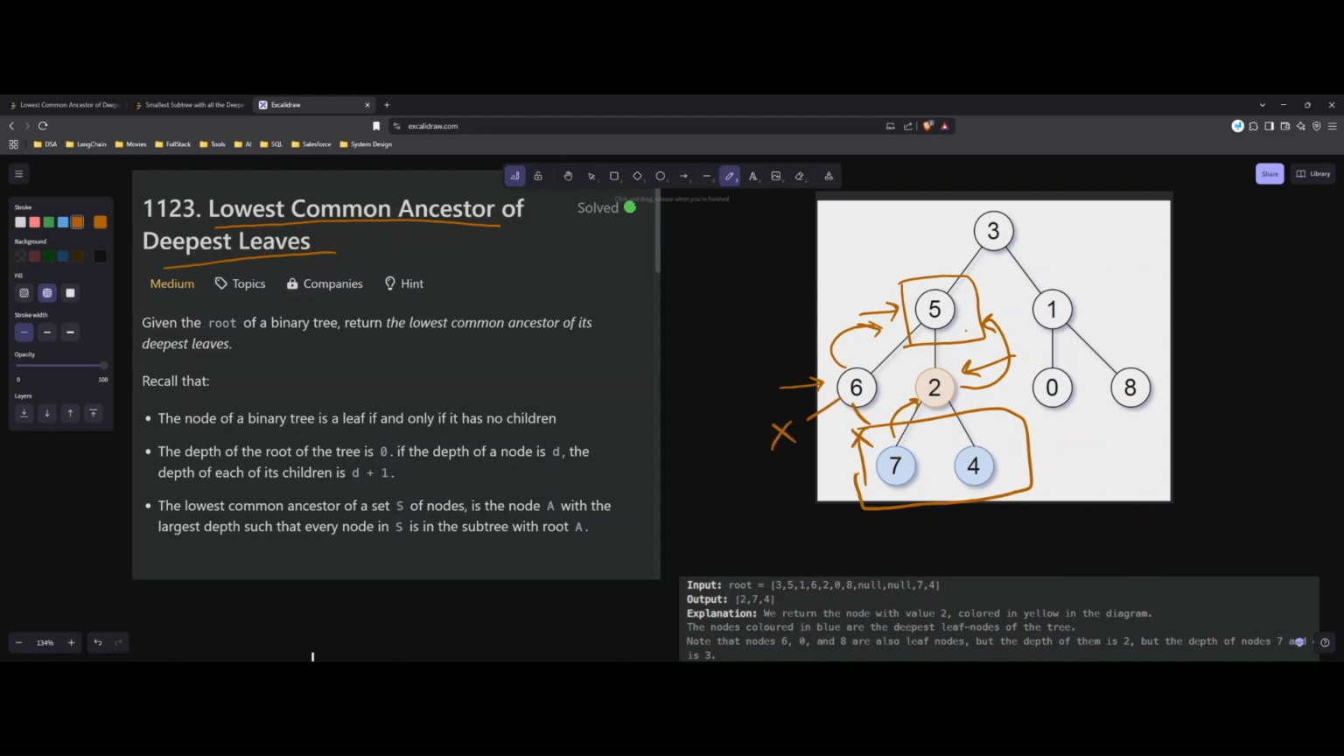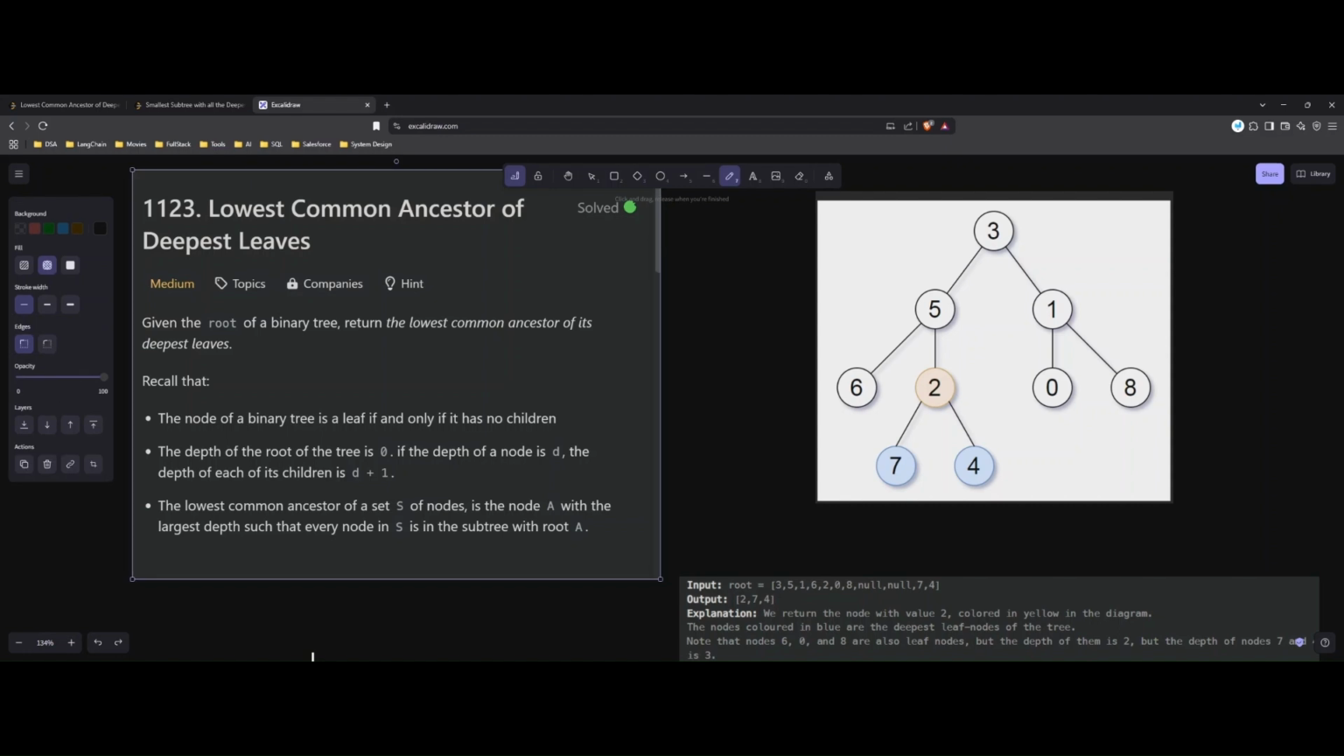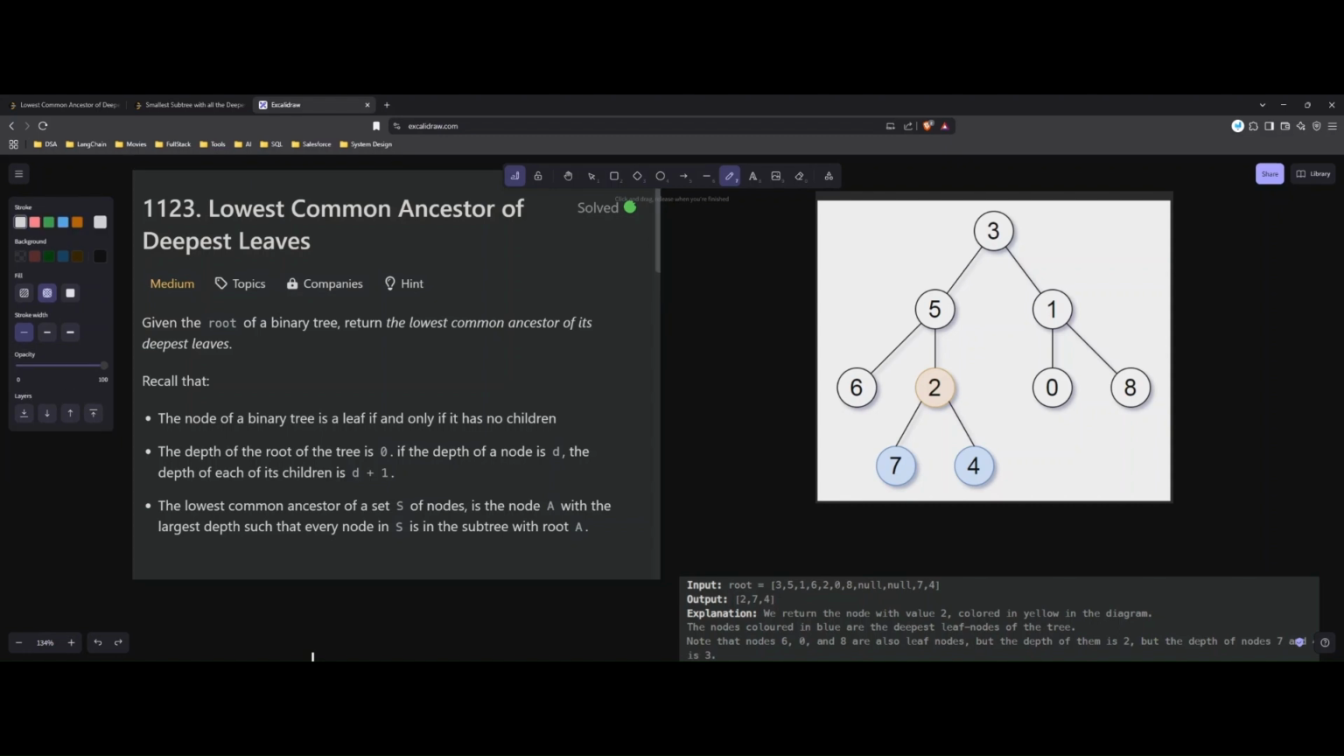It doesn't have any children. So it's on level 2, and this one is on level 3, right? So that's why this 5 cannot be the answer, because of the 6. Let's take an example. For example, if this is 6, let's take this 6 to have any value, suppose like 10, or let's take 9.